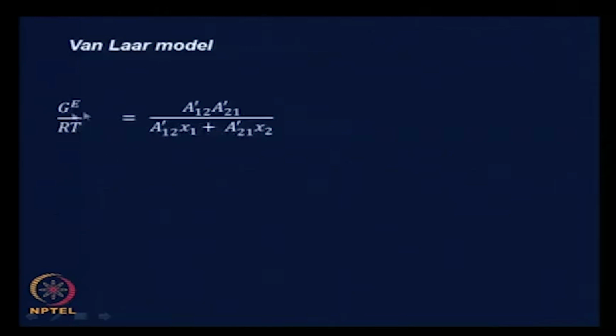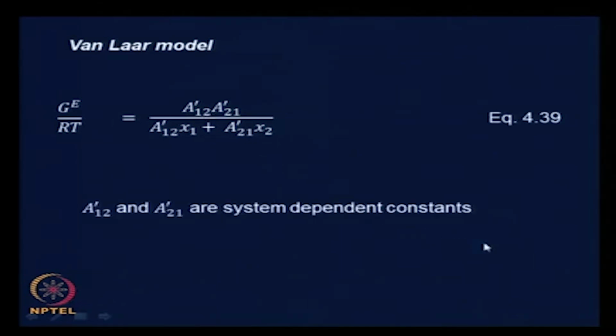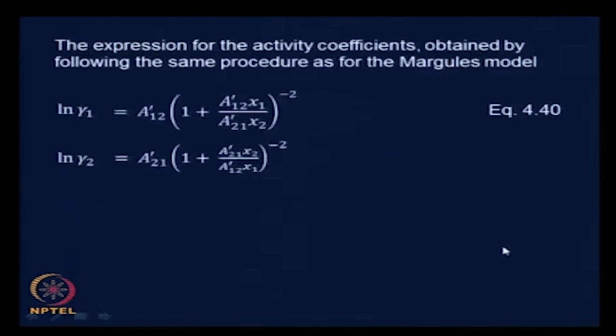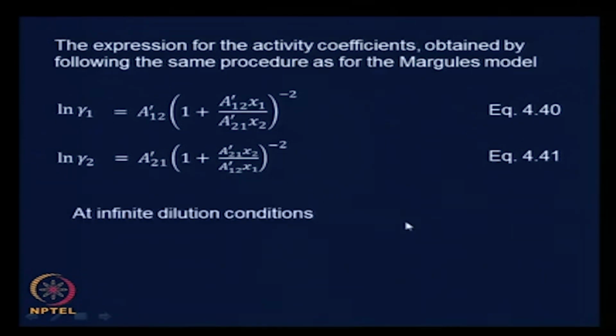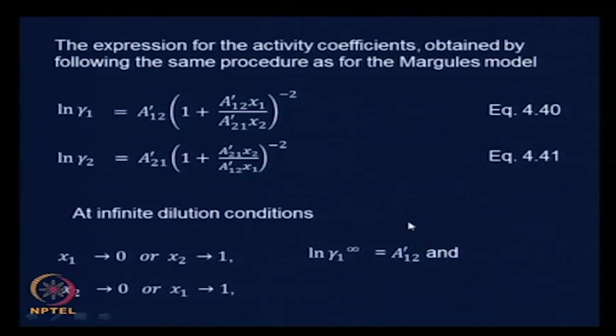Van Laar model, which is one of the popular models: GE by RT equals A12' A21' x1 x2 divided by A12' x1 plus A21' x2. A12' and A21' are constants for a given system, and from that we got the expressions for ln gamma 1 as A12' times 1 by the square of 1 plus A12' x1 divided by A21' x2, and ln gamma 2 was A21' times 1 by the square of 1 plus A21' x2 divided by A12' x1. And we also saw the infinite dilution expressions.